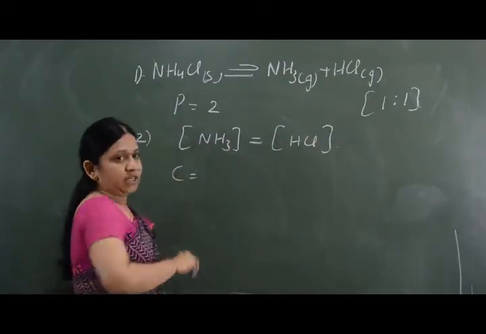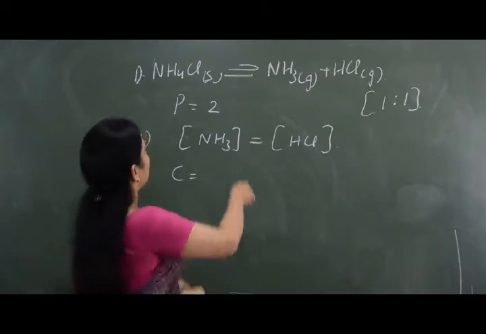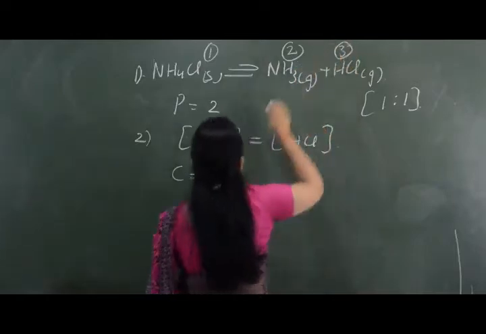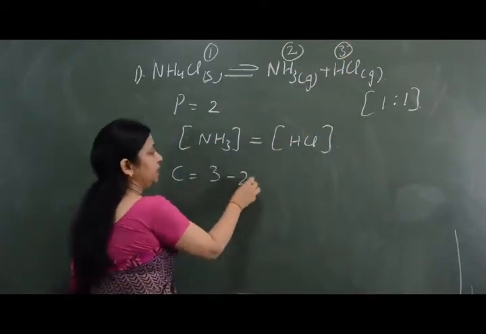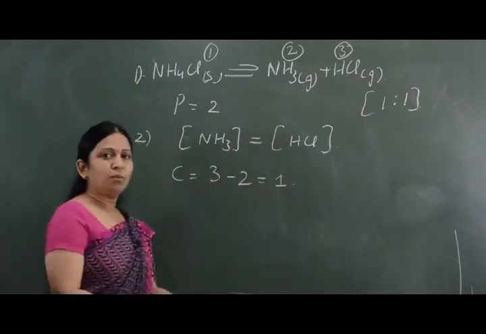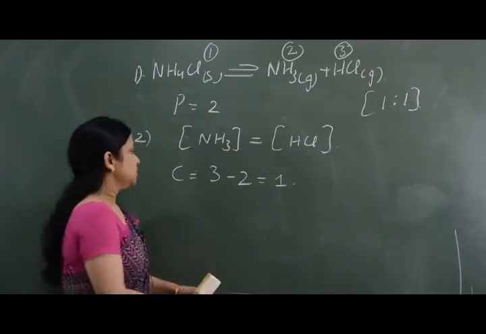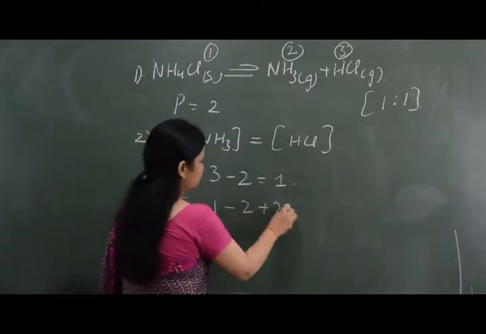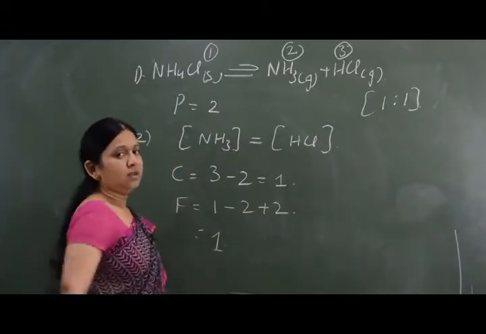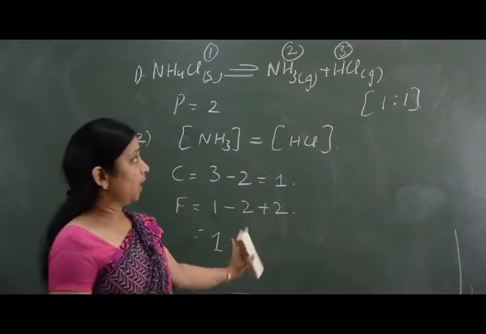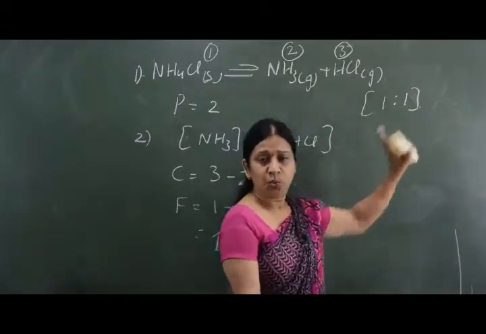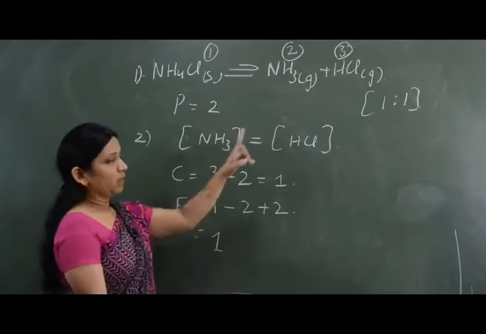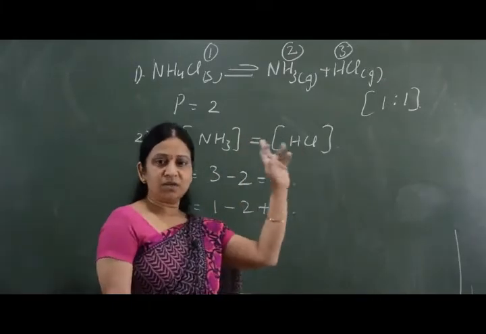Now we calculate components. So substances are 3: 1, 2 and 3. So 3 substances and they are related by 2 equations. So the number of components is 1 here. So accordingly we get degree of freedom 1 minus 2 plus 2. So the degree of freedom is 1. The system is univariant when the ratio is 1:1. So this is how we are going to calculate the degree of freedom when the ratio of the products is 1:1.